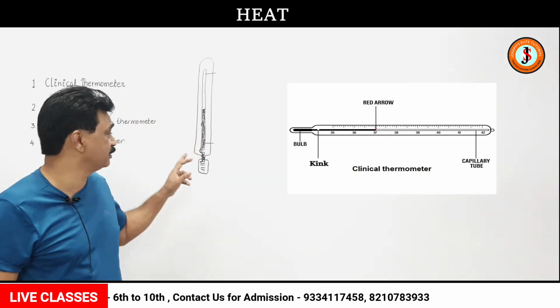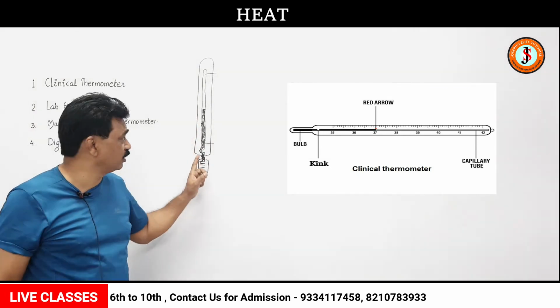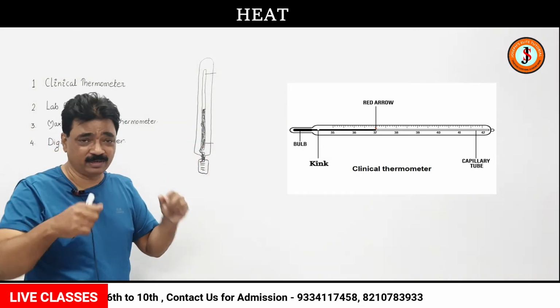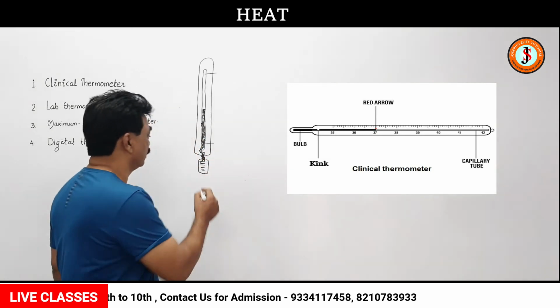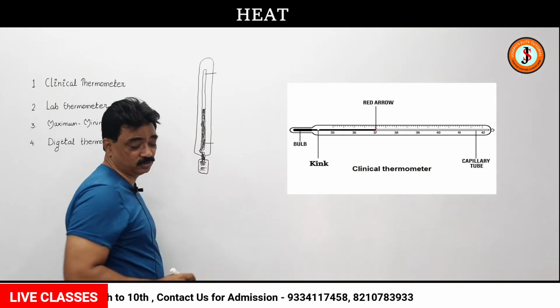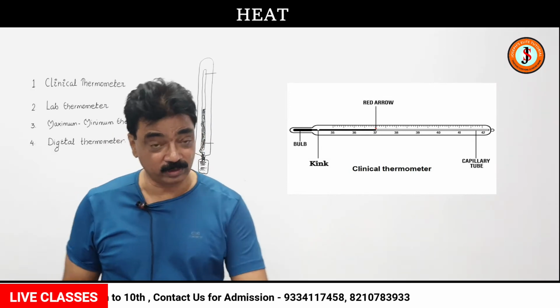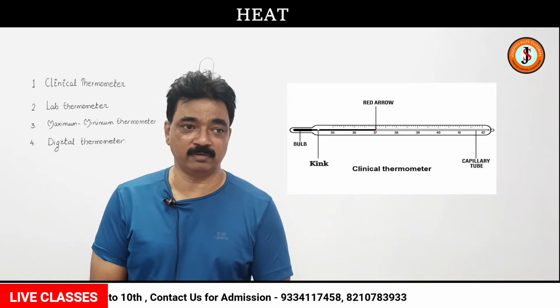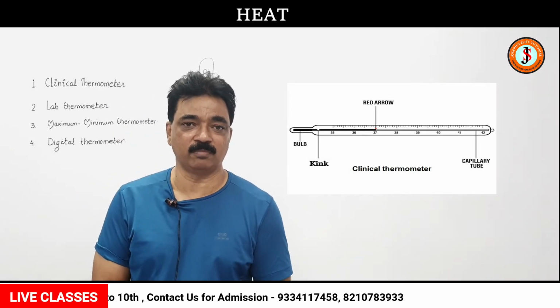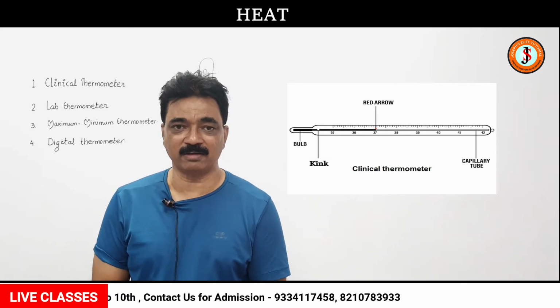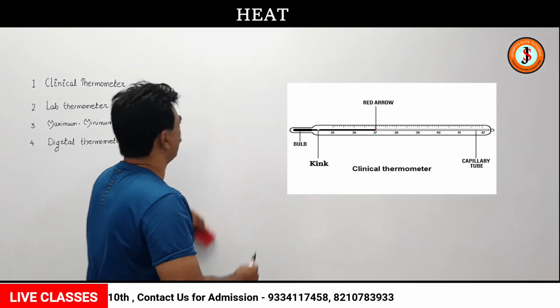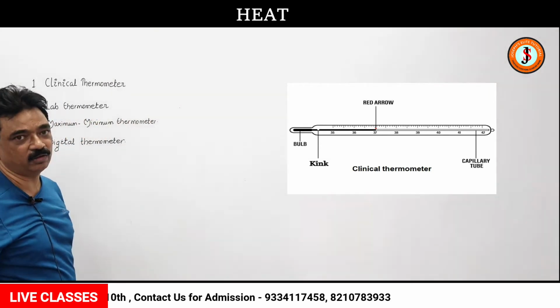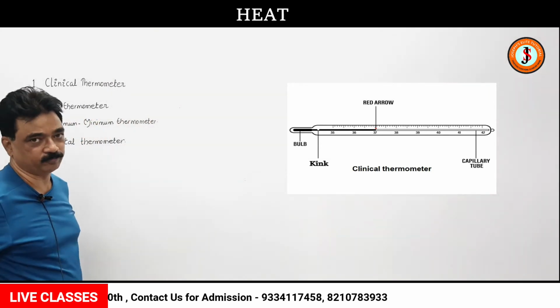So to prevent that, there is a kink, so that the mercury stays there, and then after the reading, you have to shake it well to put all the mercury back here. So this is a very, very important thing about the clinical thermometer. Children, they will ask you what is the range of a clinical thermometer. It should be written 37 to 42 degrees centigrade. All right, that is what you have to write, as you see now the diagram of the clinical thermometer, right?